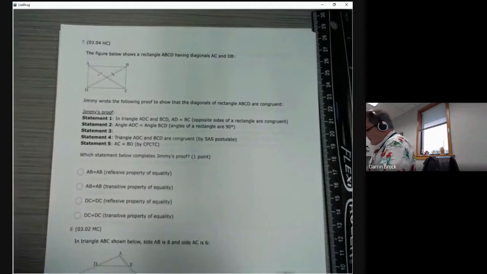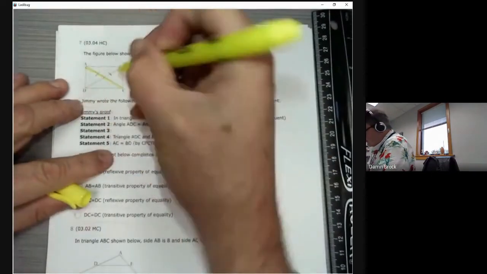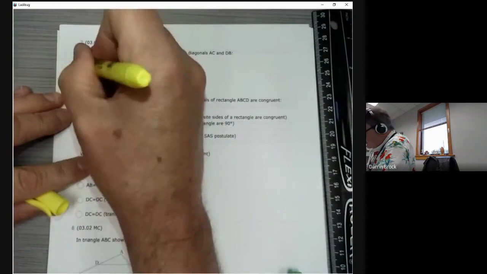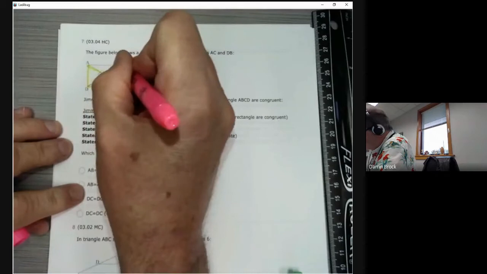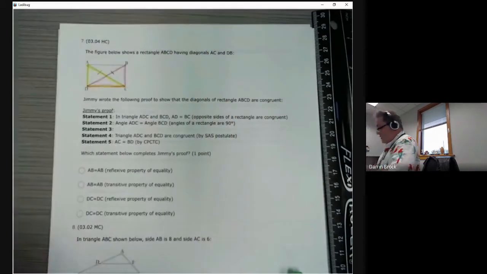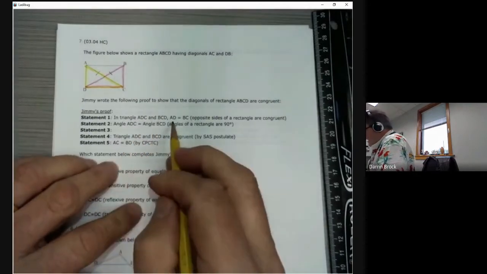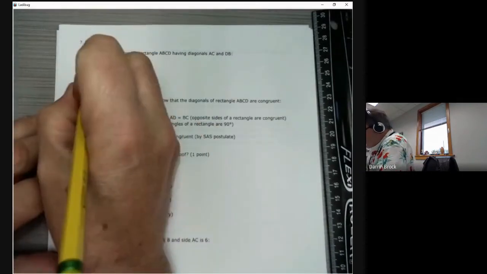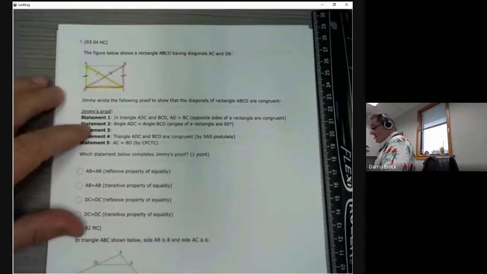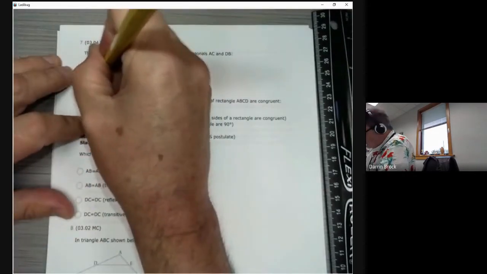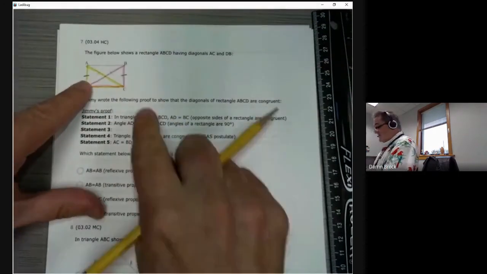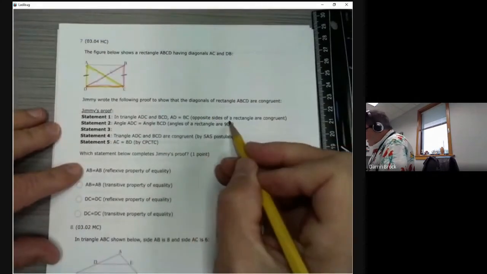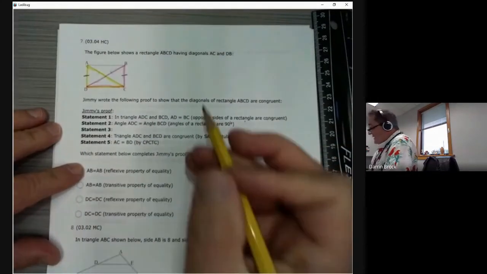Let me draw that for you visual folks. So he said, look at these two triangles. Okay, see those two triangles now. He says, in those two triangles, AD and BC are the same. He says, AD equals BC. All right, let me erase these original marks I put up here just because that's what we're trying to prove. So he said, these are the same. And why? Because opposite sides of a rectangle are congruent. That's true.